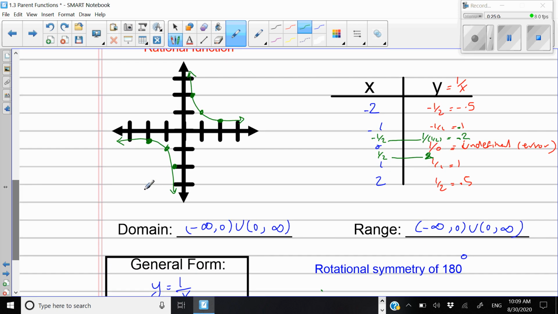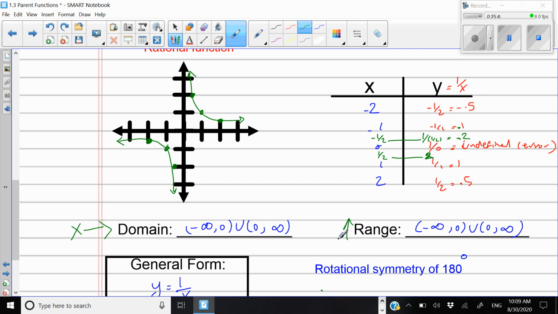Okay, now let's find the domain and range of this function. For domain, I have to move from left to right. So I see that I'm covering all the x values here. Everything is covered from negative infinity. But as I reach 0, there's nothing defined for 0. 0 is undefined. So I have to make a jump here and then go after 0 and continue from that point. So I'm going to write 0, close parenthesis, jump, and open parenthesis, 0. And then continue to infinity. That will be the domain.